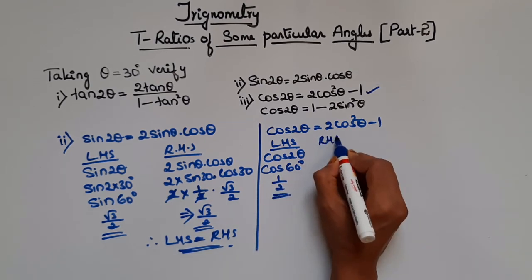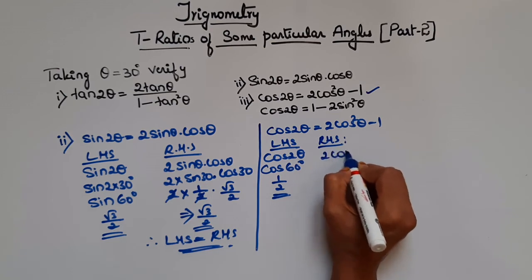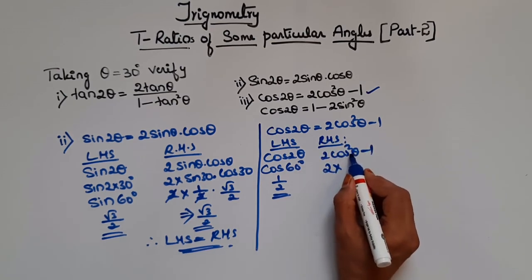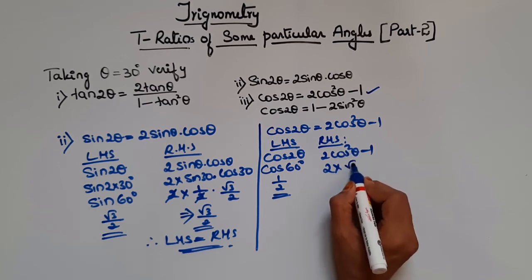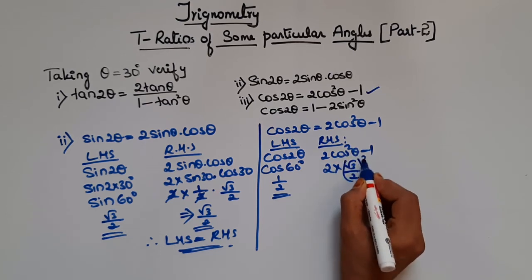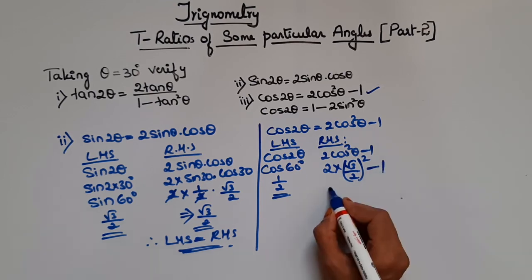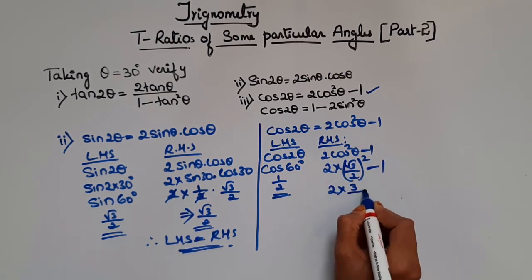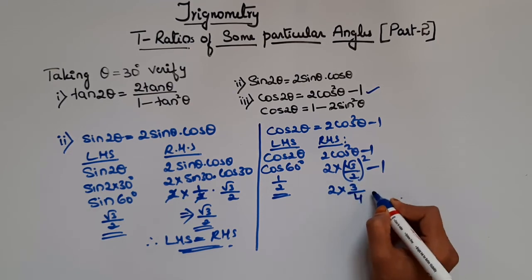Similarly, what is RHS? So 2 cos square theta minus 1. So 2 into cos of 30 degree. Cos 30 is root 3 by 2, it's a square, right? Minus 1. So 2 into square root and square will get cancelled. We are left with 3 by 2 square is 4 minus 1.